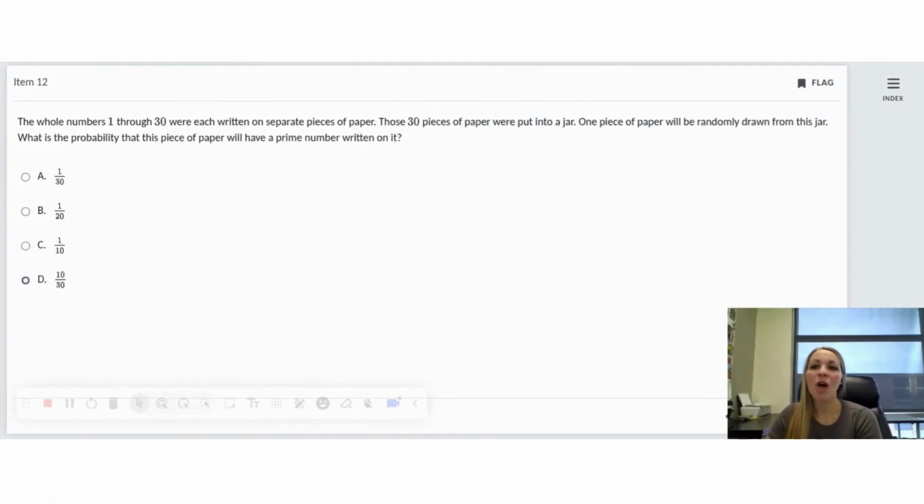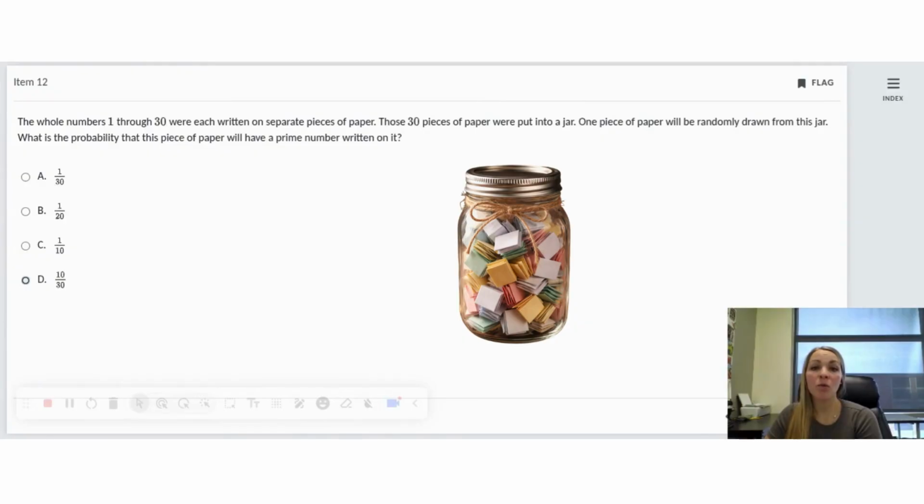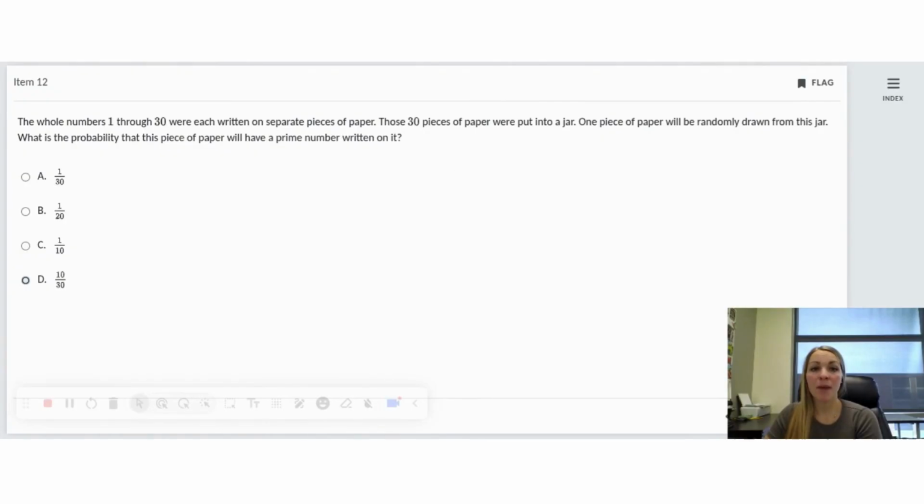Question number 12. The whole numbers 1 through 30 were each written on separate pieces of paper. Those 30 pieces of paper were put into a jar. One piece of paper will be randomly drawn from this jar. What is the probability that this piece of paper will have a prime number written on it?